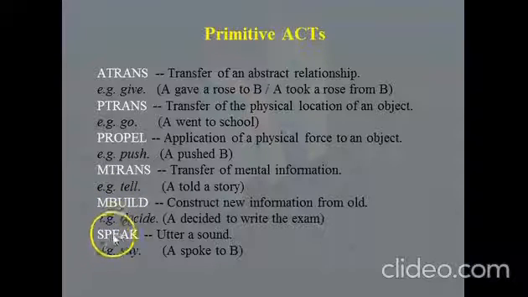Speak, uttering a sound, say. A spoke to B. Spoke can be replaced with speak. So we should not confuse it with the English word speak. So speak is a primitive act, like a-trans, p-trans, etc. So spoke is replaced with speak.